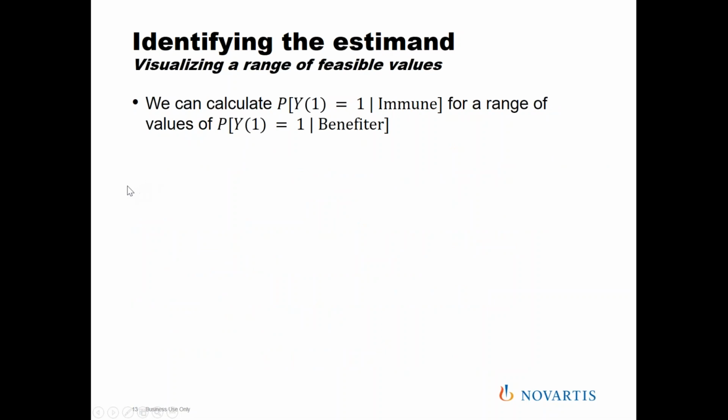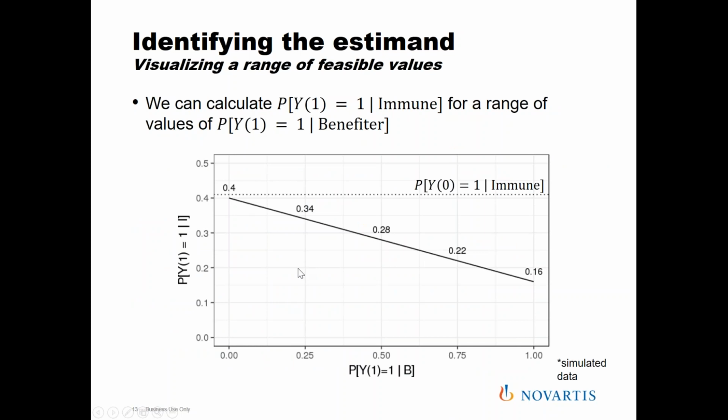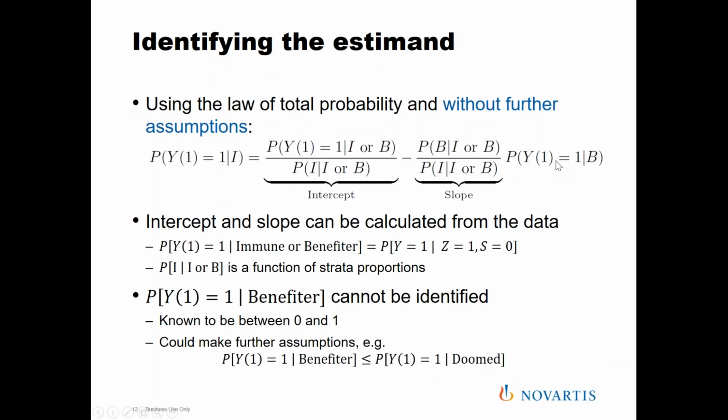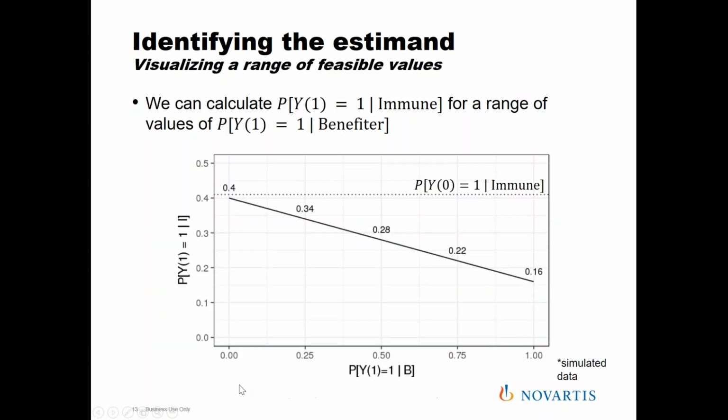And so that's what you will see here. So what we can do is calculate the numerator of our estimand for a range of values of the quantity about which we know nothing. And you see that here in this plot. This is just simulated data. So on the x-axis, you have the quantity on the right-hand side in the equation from the previous slide. It's this quantity here, which is not identified. So we can simply look at the range of possible values between 0 and 1. And on the y-axis, you have the resulting value of the numerator of our estimand, namely the probability of experiencing the outcome among active immune patients.